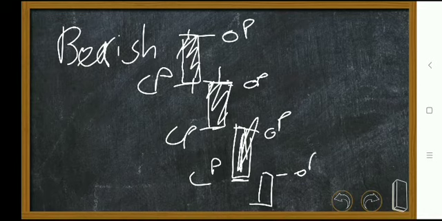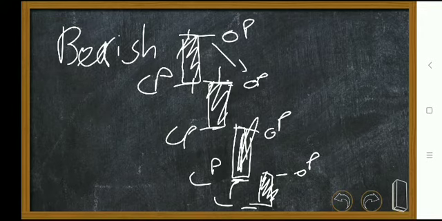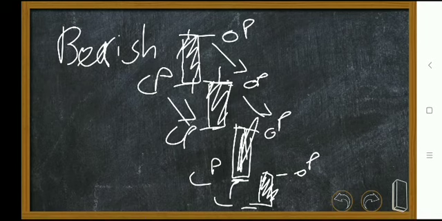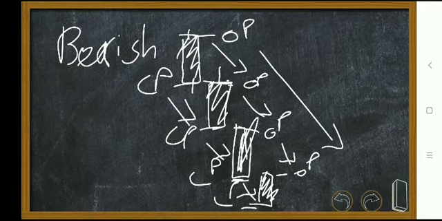Opening price. This is the closing price. So for a bearish, you can see these. It's composed of bearish candles. So we have lower opening prices and lower closing prices. Lower opening, lower closing. Lower opening, lower closing. Just like that. So this is what we call a downtrend.